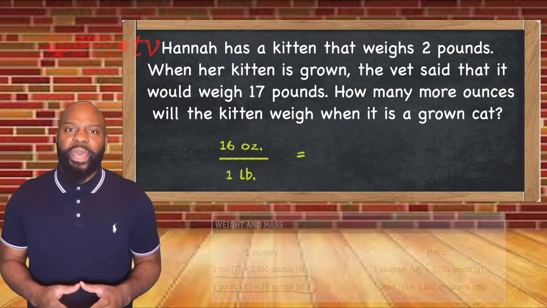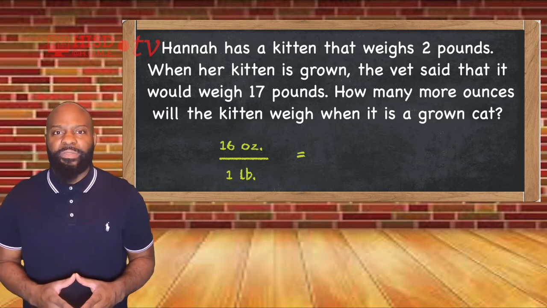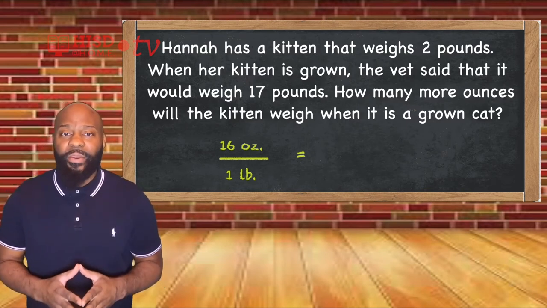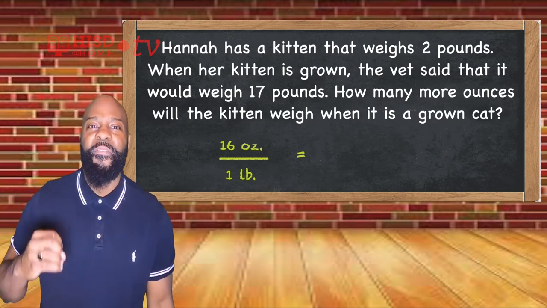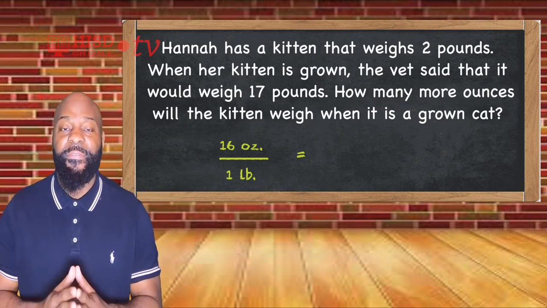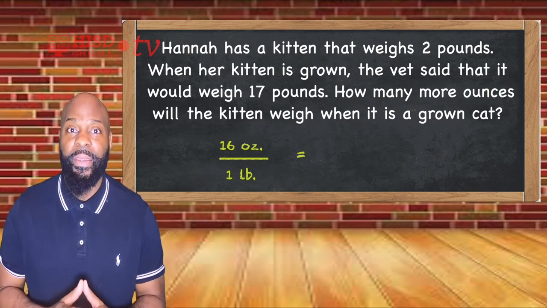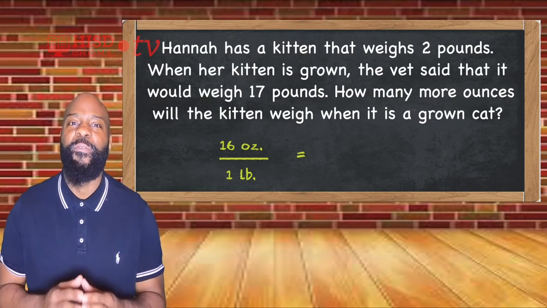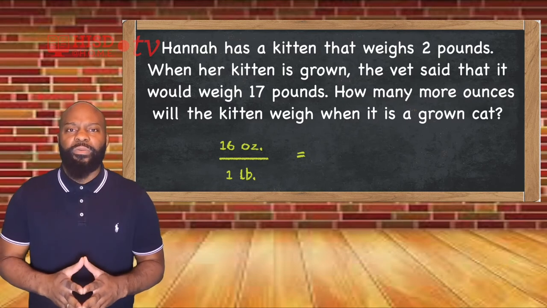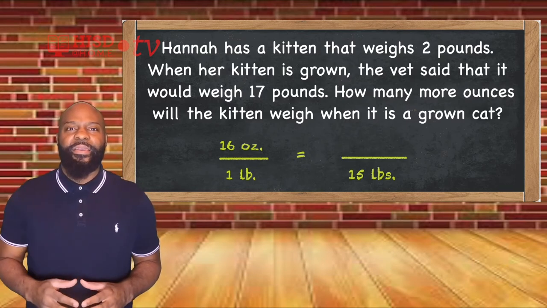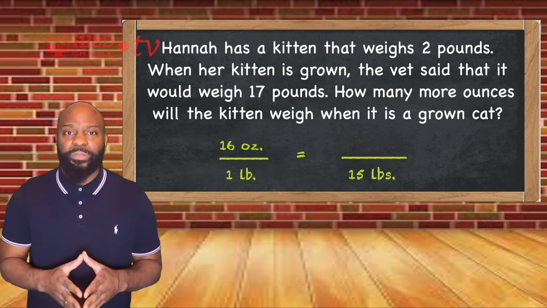Across from the equal sign, we're going to build another ratio. So we're not trying to see how many ounces are in 1 pound, but yet we're trying to see how many ounces are in 15 pounds. Remember, 15 pounds represents the difference of the 17 pounds she will weigh when she's a grown cat and the 2 pounds of what she currently weighs. So we put 15 pounds in the denominator because we're matching the pounds with the pounds.